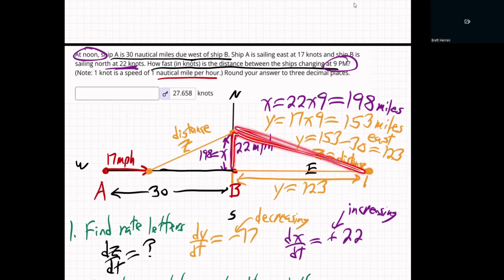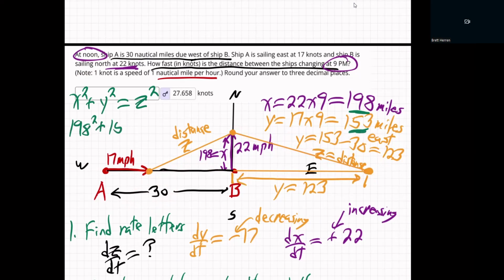And now Z is the distance between them. All the equations are still the same. It's just over here on the right side. So I got X, Y. Now, how can I get Z? Well, you know the deal. X squared plus Y squared is Z squared. So I got X, 198, plus Y, 153 now, equals Z squared. So finish solving for Z, square root. So that's what Z equals. The square root of 198 squared plus 153 squared.